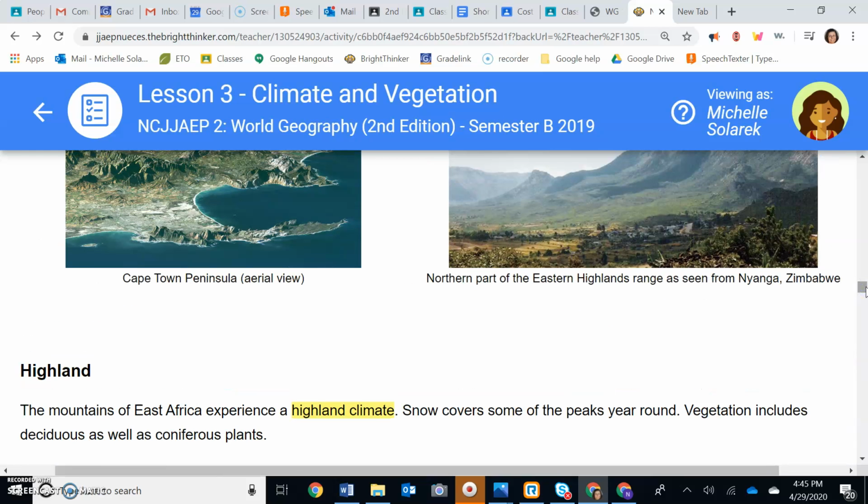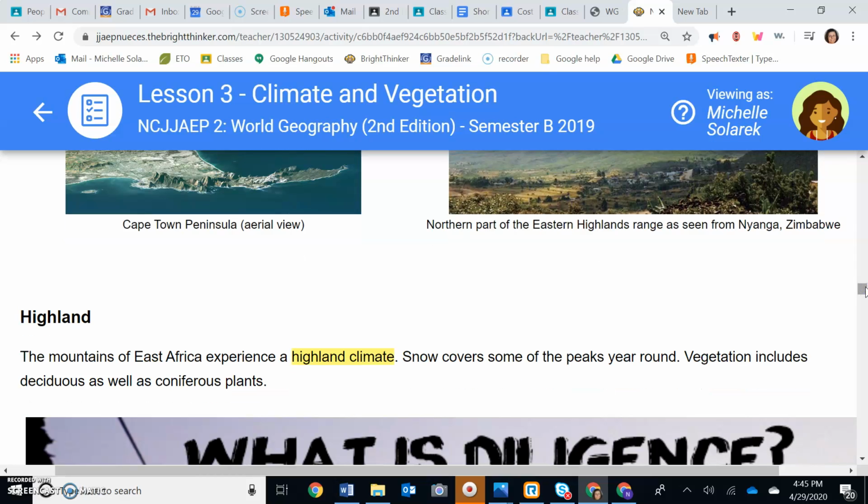Okay, this is an interesting thing. Number 10, your final answer. What kind of climate is there in the mountains of East Africa? What kind of climate is there in the mountains of East Africa? Did you write Highland climate? Because if you did, you are finished with your answers. It is the Highland climate.